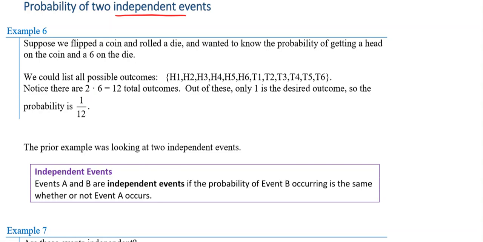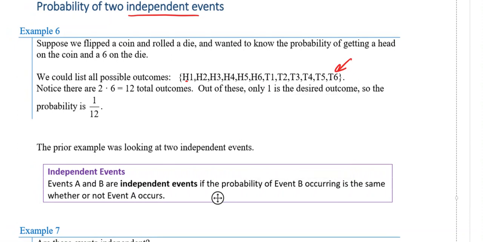So what we could do is list them all out, right? You've got a head and a 1, that's one thing that could happen. Or this one is a tails and a 2. But in total, there's 12 of them, and there's only one desired outcome here. So this is just from before with probability. We wanted a head and a 6, well, that's this one. Getting a head and a 6, there's only one of those. So that would be one outcome out of a total of 12 possible.